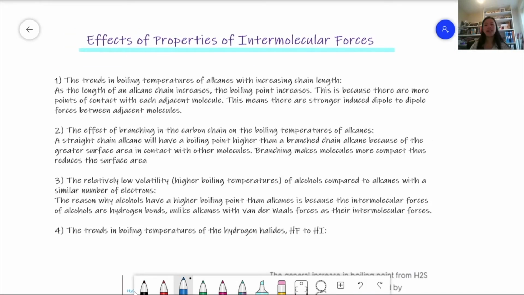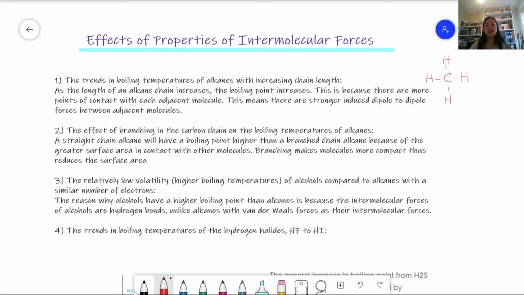Now we're going to look at the effects of the properties of intermolecular forces. We've learned about the intermolecular forces and how they're quite weak, the weakest being van der Waals and the strongest being hydrogen bonding. Now we're going to see what that affects. The first is the trend in boiling temperatures of alkanes with increasing chain length. Alkanes are organic molecules that we'll learn about later, basically made up of carbon-hydrogen bonds. For example, we have methane, CH4, which only has carbon-hydrogen bonds.